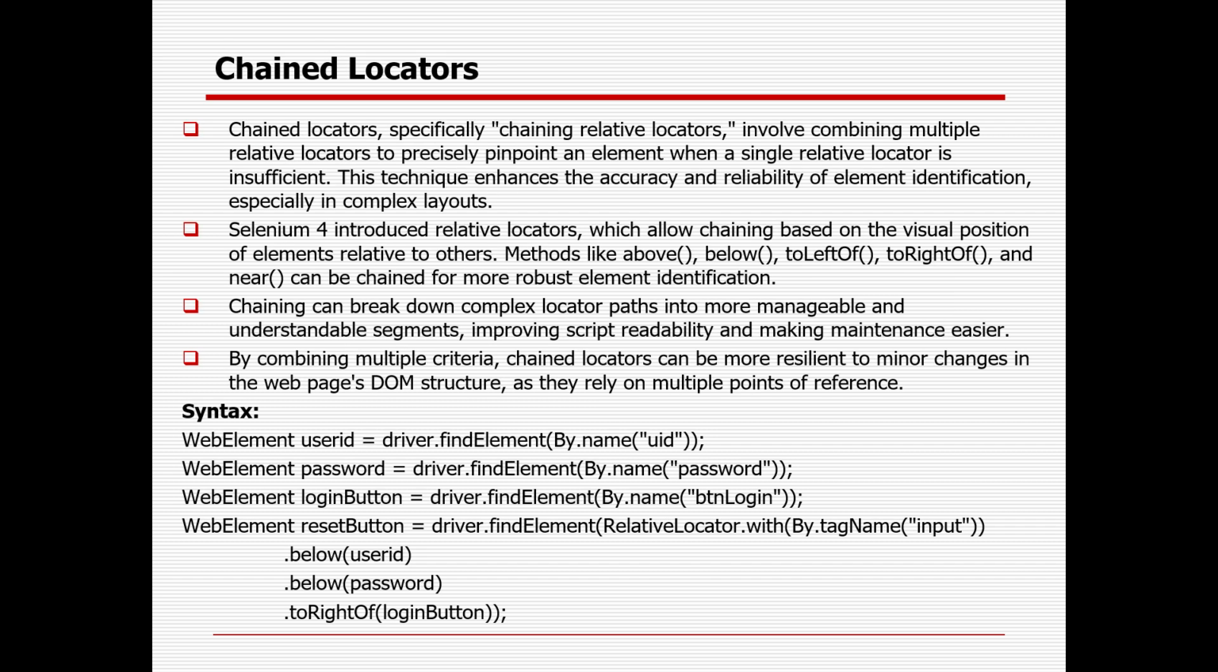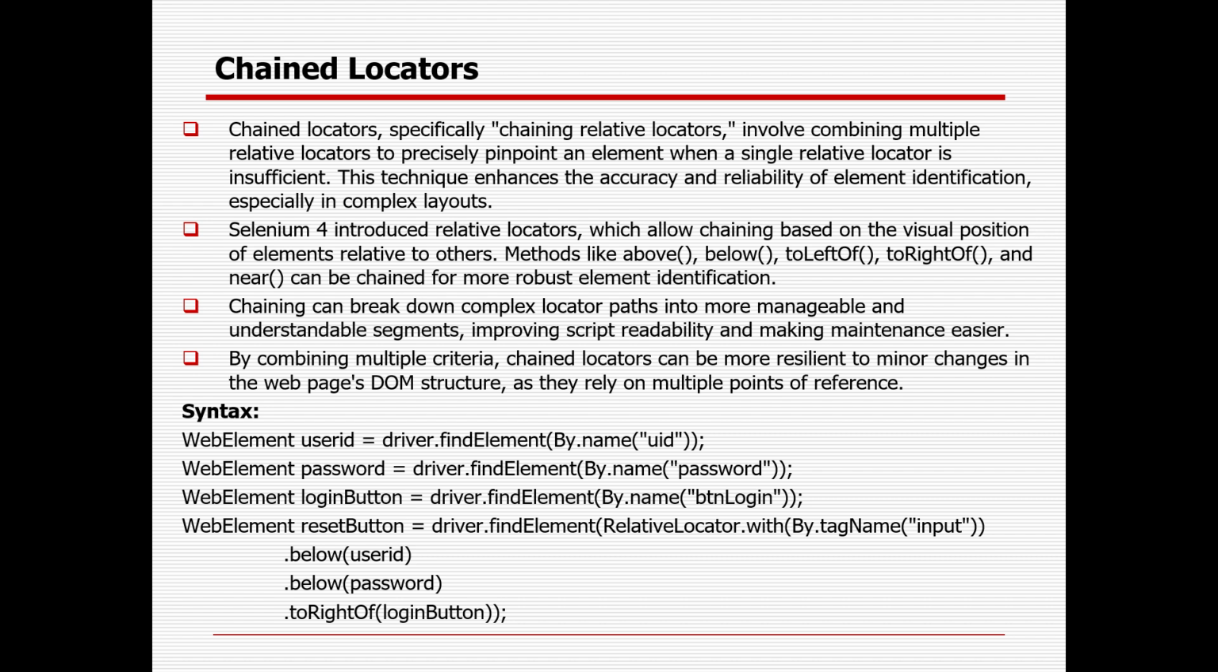In the last session, you already learned about the relative locators introduced in Selenium 4: below, above, to left of, to right of, and near. But sometimes with any one relative locator it might be very tough to identify an element uniquely, and it will require a combination of multiple relative locators. That is the reason the chain locators concept came into the picture for Selenium WebDriver.